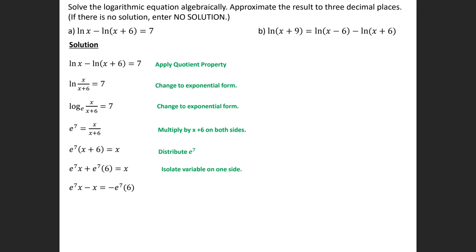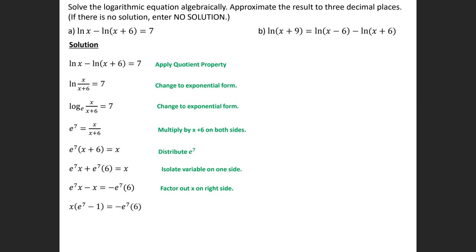So let's do this. I have e to the 7x minus x, and minus e to the 7 times 6. If you see, what I did is I moved the x to the left and I moved the e to the 7 times 6 to the right, because that's just a number, but I don't want to evaluate it just yet. But I need to solve for x. So I'm going to factor out an x from the left. This is going to give me x times e to the 7 minus 1 is equal to minus e to the 7 times 6.